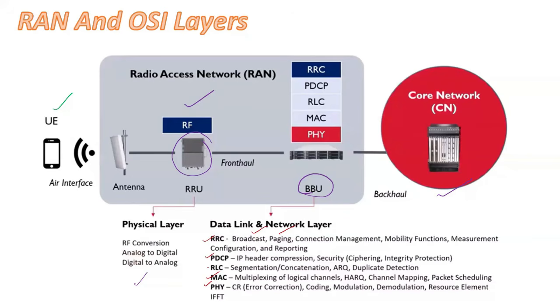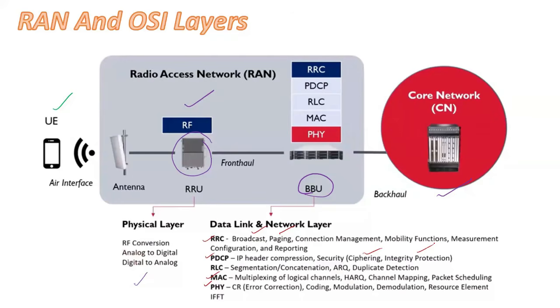Then you have PDCP. Does anybody know the full form of PDCP? Can you write in the chat box? Great, thank you. Most of the people have given the right answer. PDCP is Packet Data Convergence Protocol. It is responsible for IP header handling and security, and various other functions like ciphering and integrity protection. And then we have the MAC layer, which is Medium Access Control.